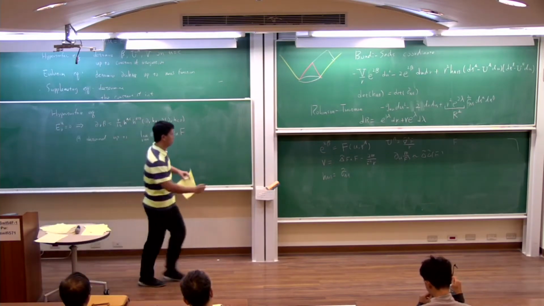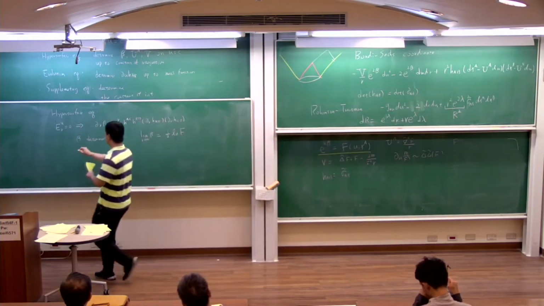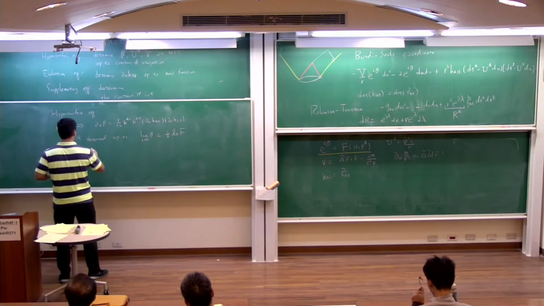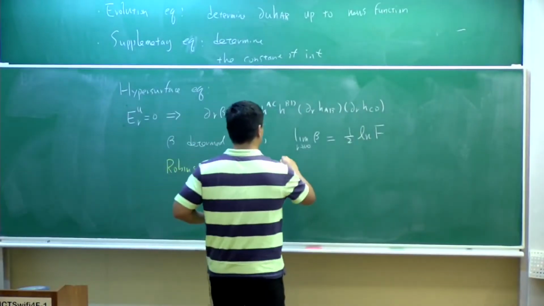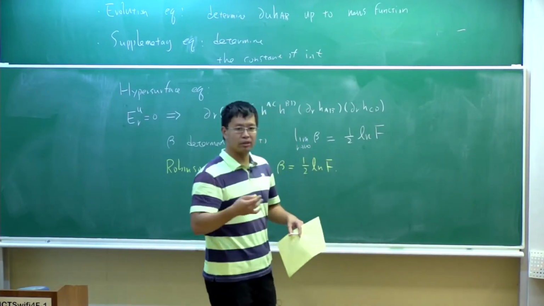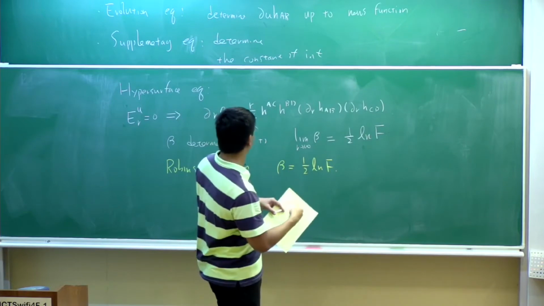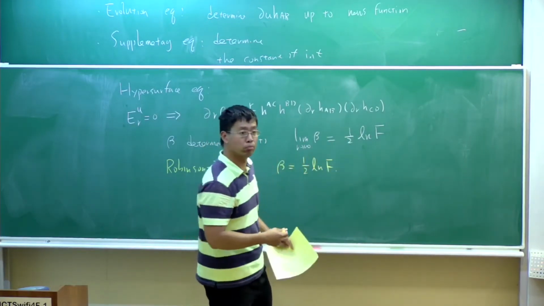So let me write this. For Robinson-Trautman, this means beta is 1/2 log f, or precisely e to the 2 beta equals f. Okay.